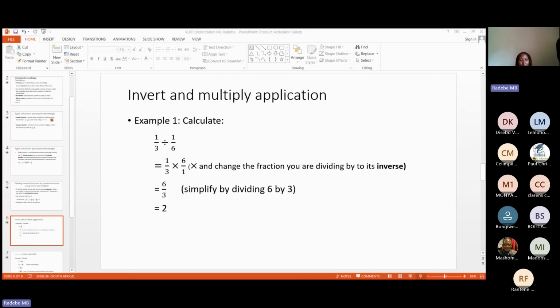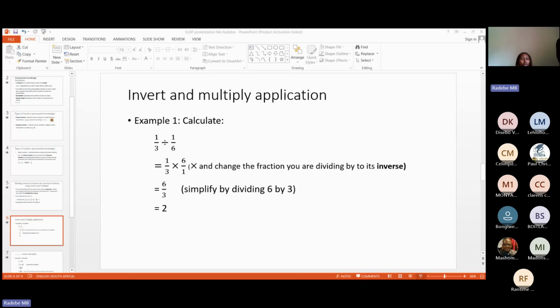Then we can work it out from here using the rules of multiplication, where we multiply numerator by numerator and denominator by denominator. In this case, our numerators are 1 and 6. We multiply 1 by 6, which gives us 6. Multiplying the denominators together, 3 multiplied by 1, gives us the denominator of 3. Now, this fraction can be simplified, where we say 3 into 6 goes twice. This is example number 1.